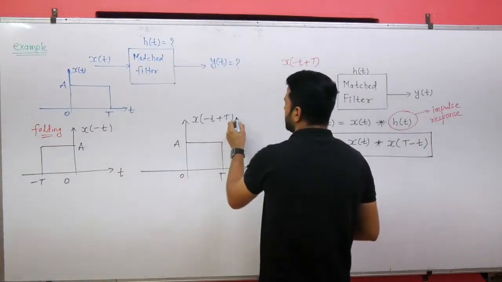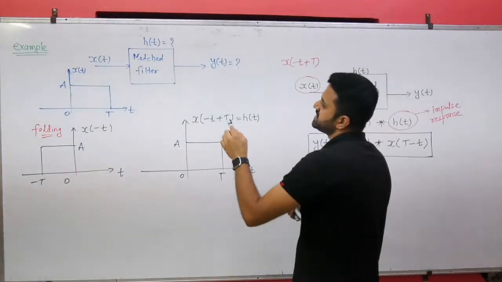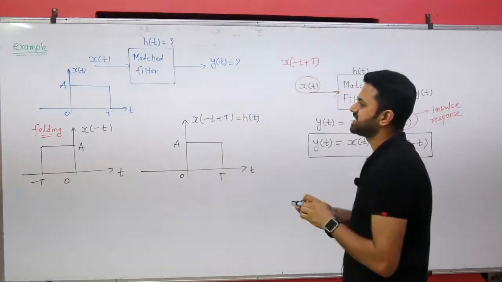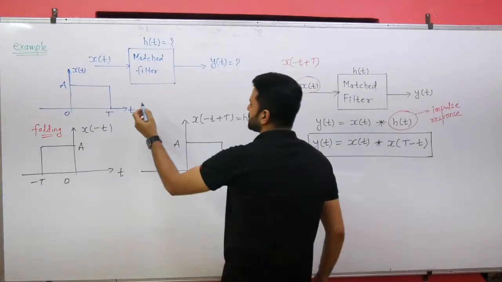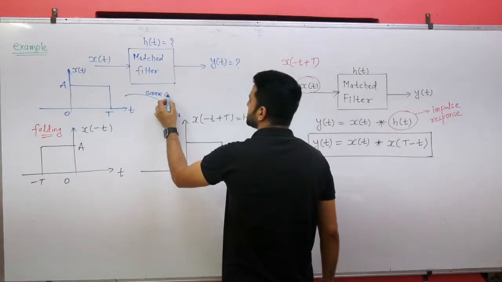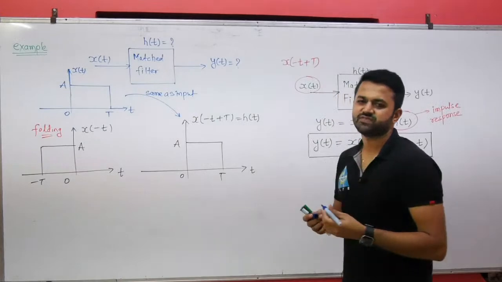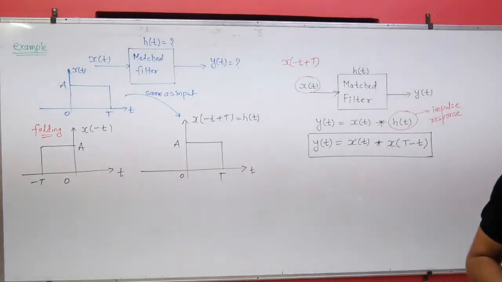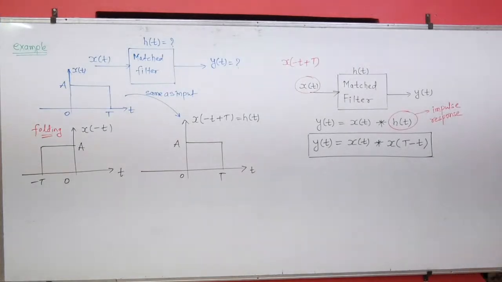So this is the response of the match filter. So the first thing we have calculated is that the response of the match filter is nothing but the same as the input signal. It means that it is perfectly matching with the signal which is input to that match filter.